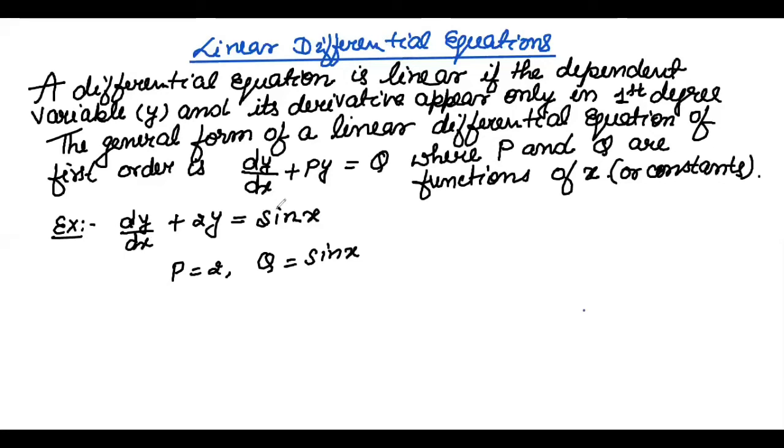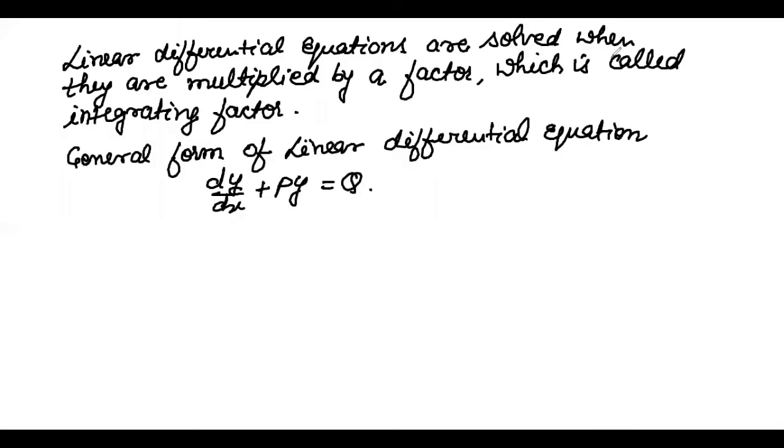So whenever we have to solve a linear differential equation, we have to use one factor that is called the integrating factor. So I'm going to discuss that. Linear differential equations are solved when they are multiplied by a factor, which is called the integrating factor. Why is it called the integrating factor? Because by multiplication of this factor, this is the general form dy by dx plus py equals to q. When we are multiplying with this factor, then the left hand side becomes the exact differential of some function.